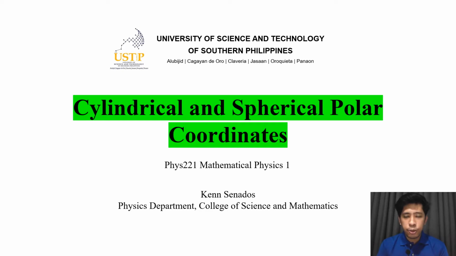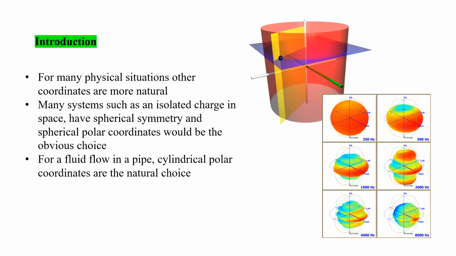This is Physics 221, Mathematical Physics 1, and in this lesson, we're going to discuss the cylindrical and spherical polar coordinates, and we're also going to express the vector operators in terms of these two polar coordinates. The operators we discussed in the previous lesson, the gradient, divergence, curl, and Laplacian, have all been defined in terms of the Cartesian coordinates.